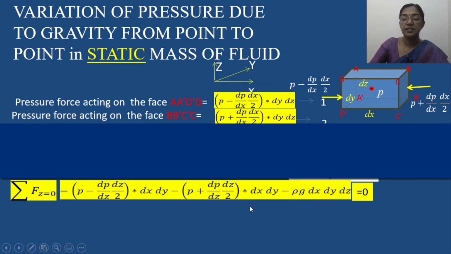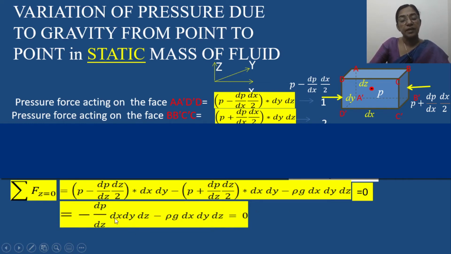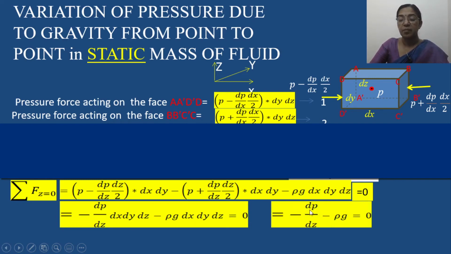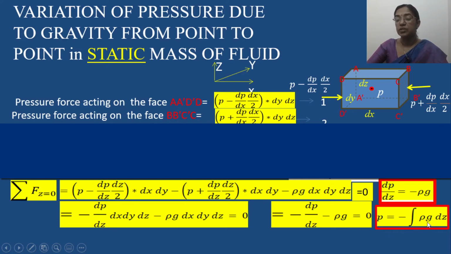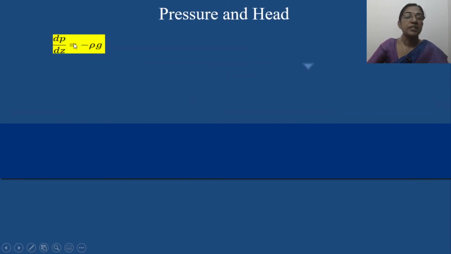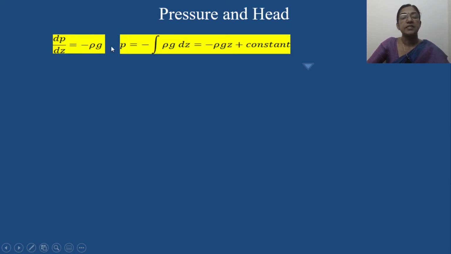If you simplify this expression, dx dy dz is common. So the final expression is minus dP/dz minus rho g equal to 0, or we can write dP/dz equal to minus rho g, or P equal to minus integral of rho g dz. So P equals minus rho g z plus constant.